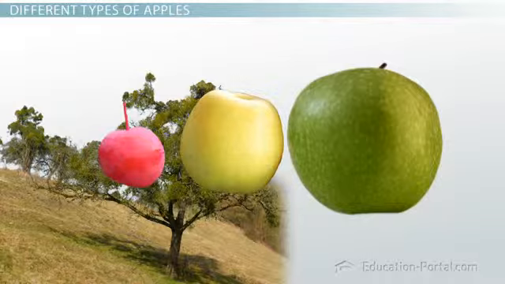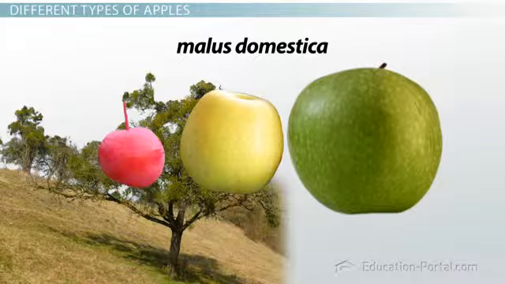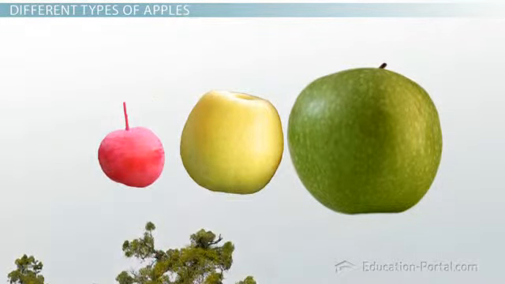So what makes them apples? They're all biologically named Malus domestica. They grow on trees, they have stems, the list goes on. But what makes them different?